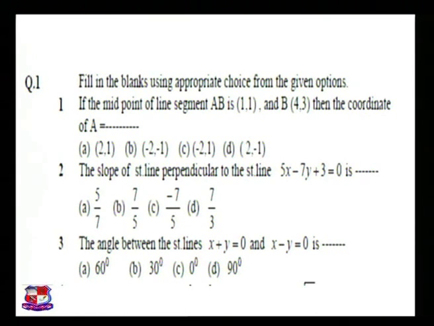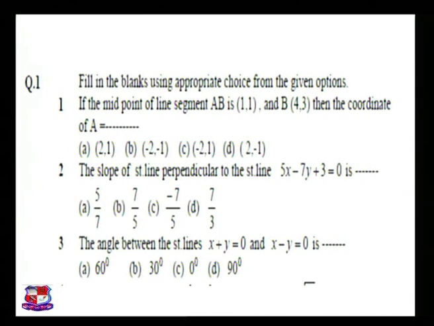The first question is: if the midpoint of line segment AB is (1, 1) and B is (4, 3), then find the coordinates of A. So we need to find the coordinates of the point A. We have been given the coordinates of point B, that is (4, 3), and the midpoint of AB, that is (1, 1).